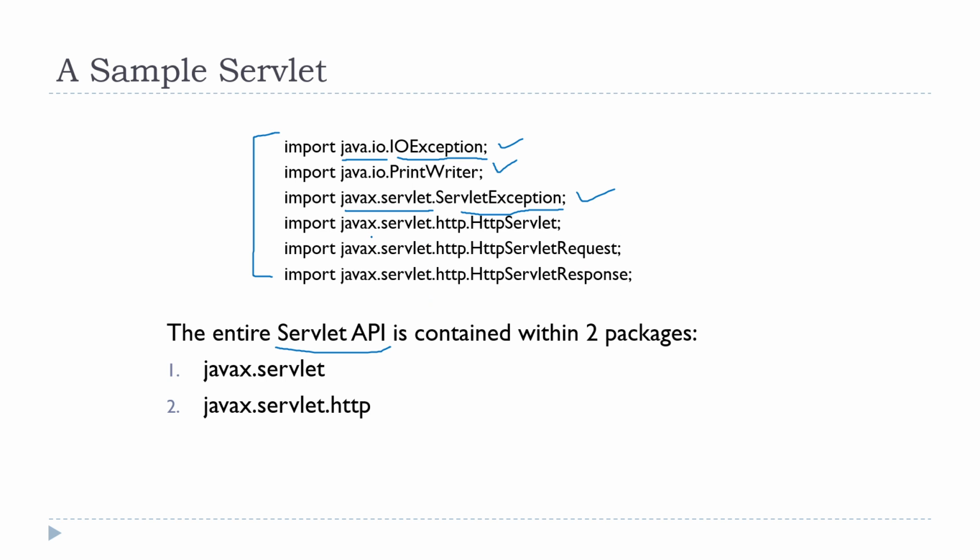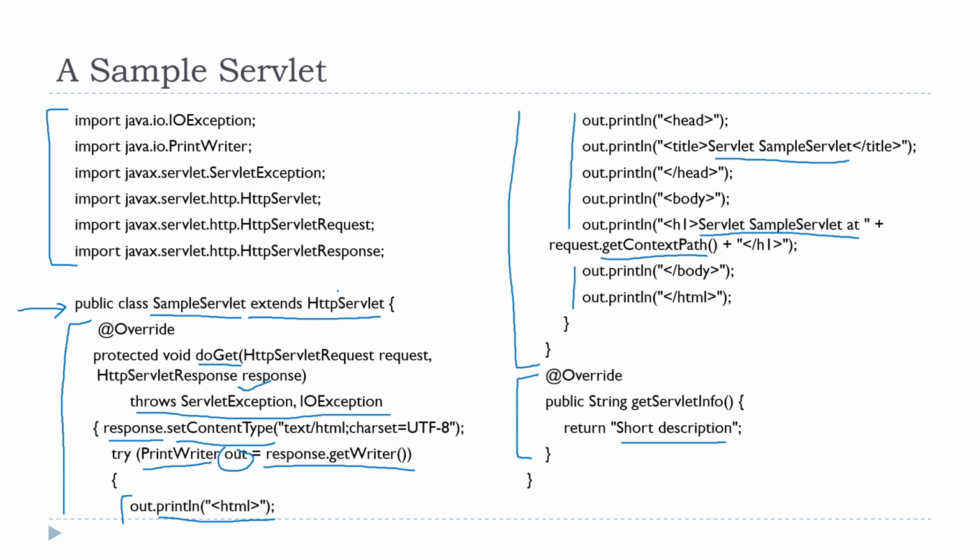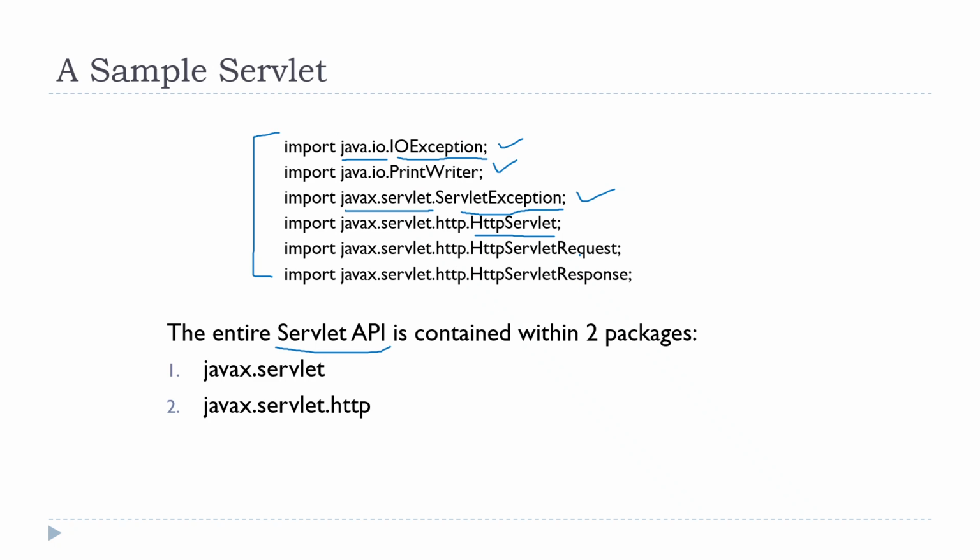Then we also need the HTTP servlet class because we are using it to extend our sample servlet, as you can see here. We also import HTTP servlet request and HTTP servlet response because these two are the types of our request and response objects. These three classes are contained in the javax.servlet.http package, and the servlet exception is contained in the javax.servlet package.